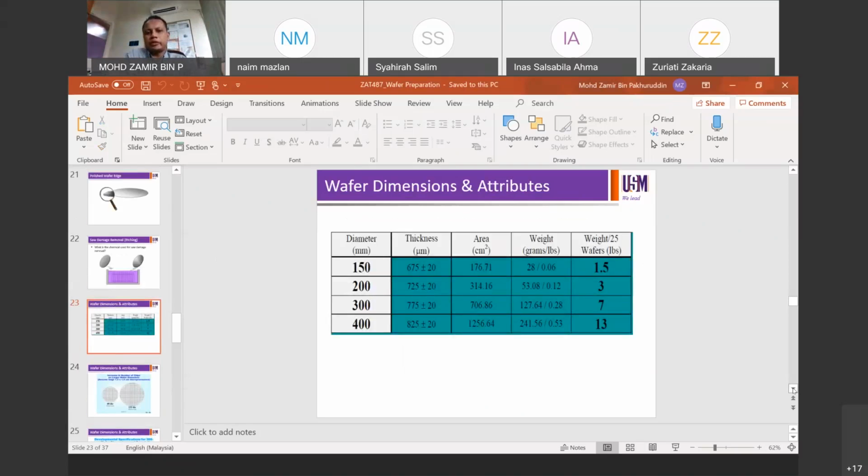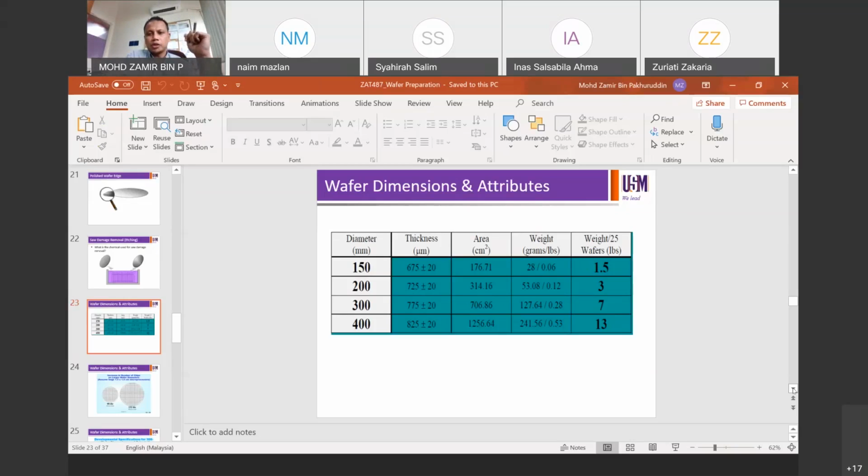Okay, wafer dimension and attributes. The diameter can be 200 mm, 300, 400, 450. But the typical ones for wafer fab are 8-inch, 200 mm, or 12-inch, 300 mm. Quite a rare one is 18-inch, 450 mm. The thickness ranges from 600 to 700. That's a typical thickness of the silicon wafers being used for IC fabrication. They need to be very thick to handle the process and everything.